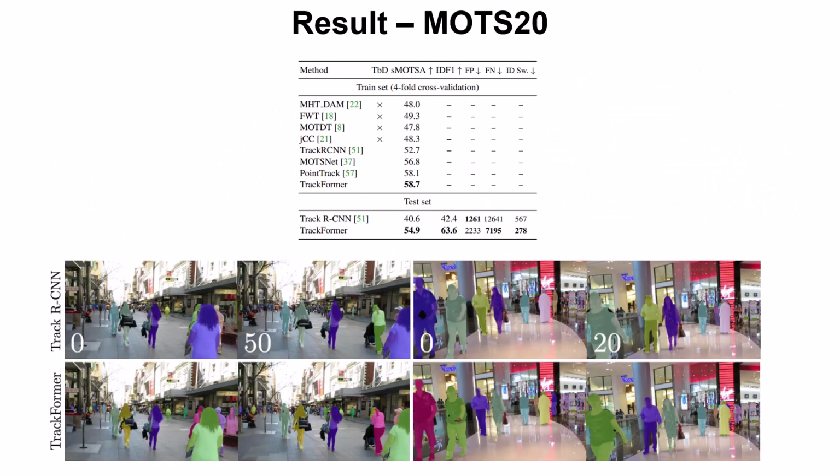The other thing is MOTS20, which is the same task, but instead of object tracking with bounding boxes, we track them with segmentation masks. And yeah, it appears that TrackFormer is also very good. They also did a qualitative experiment comparing TrackFormer with TrackRCNN, which, as we can see, are very similar, except that the masks that TrackFormer predicts have a better quality compared to TrackRCNN. But yeah, that's the whole thing I needed you to know about this TrackFormer paper.